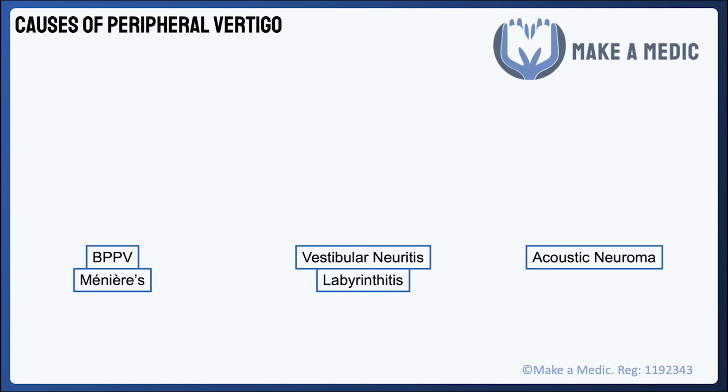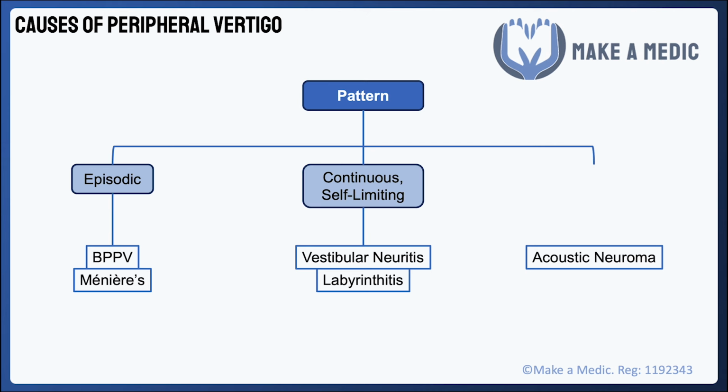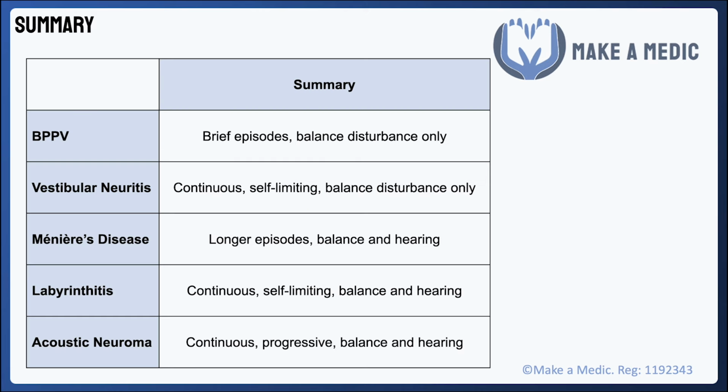We can also distinguish these conditions based on the timing and the pattern of their symptoms. BPPV and Meniere's cause episodic symptoms, although the episodes in BPPV tend to be much shorter. Vestibular neuritis and labyrinthitis will cause continuous symptoms due to the inflammation, but this is self-limiting. Finally, acoustic neuromas will cause continuous and progressive symptoms as the tumour enlarges, and this will only resolve when the tumour is removed. If you combine all of this together, you can create a simple cheat sheet for yourself for the different peripheral causes of vertigo.